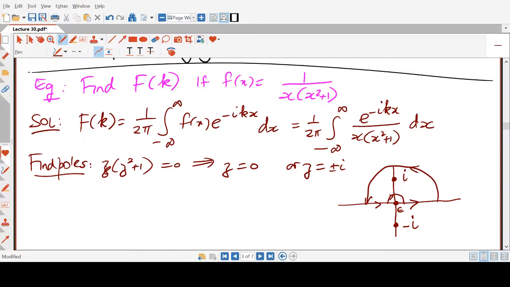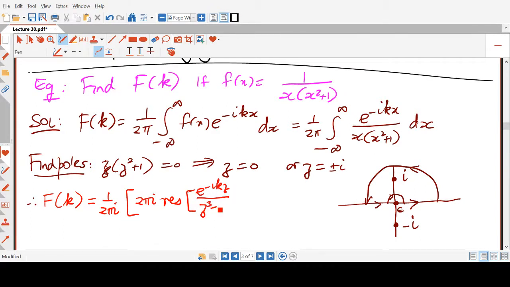Okay, so let me now return. Therefore, f of k. I apologize for keep on saying f of, but that's how you say it. F of k is 1 over 2 pi I. Yes, now the residue theorem. So for the pole I, it's 2 pi I residue of e to the minus I kz over, look, it's z cubed plus z, isn't it?